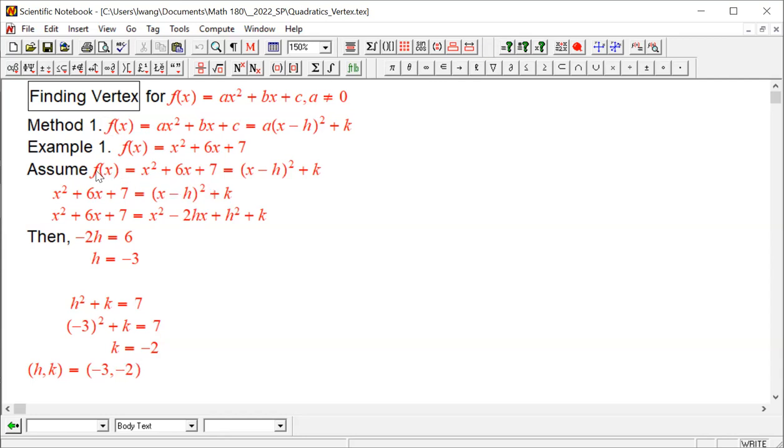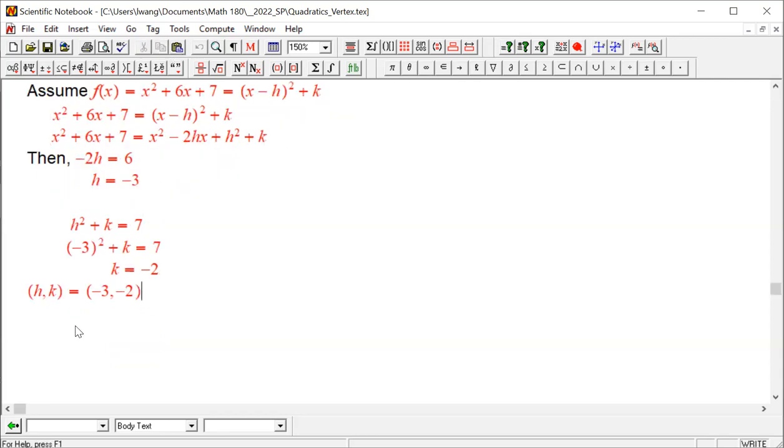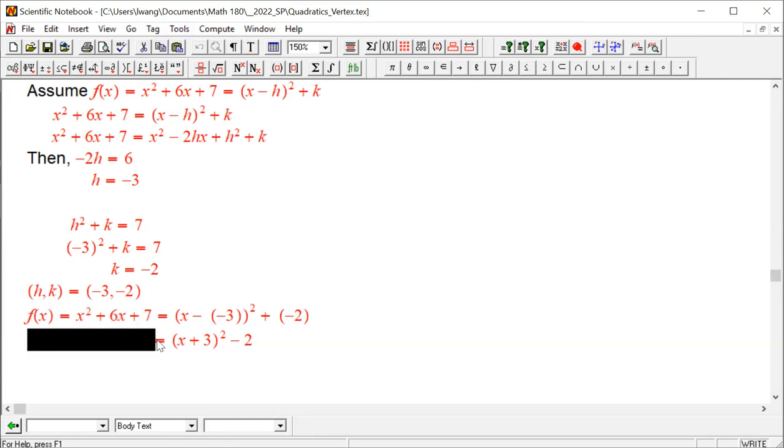In terms of the final solution in the complete square form, the perfect square form, this expression will be written with h as negative 3 and k as negative 2. So in the end, we got x plus 3 squared minus 2. We got the quadratic in a form that has a perfect square in it. So this is the first method.